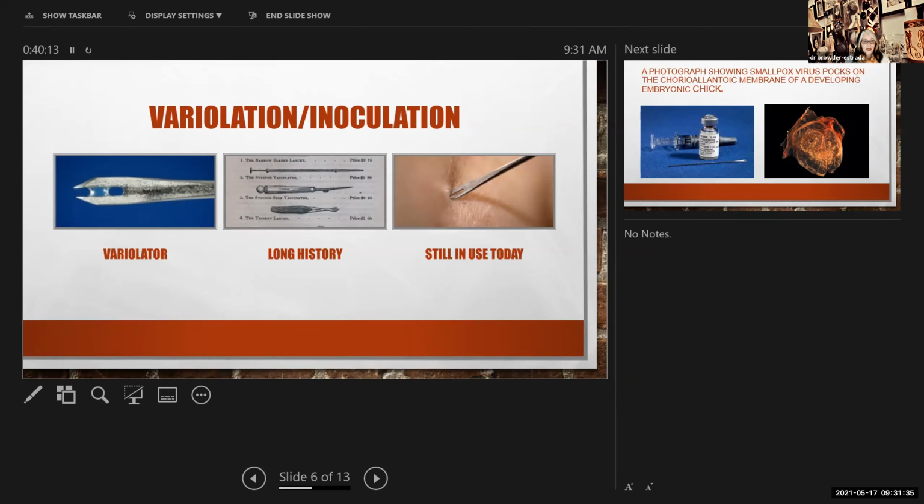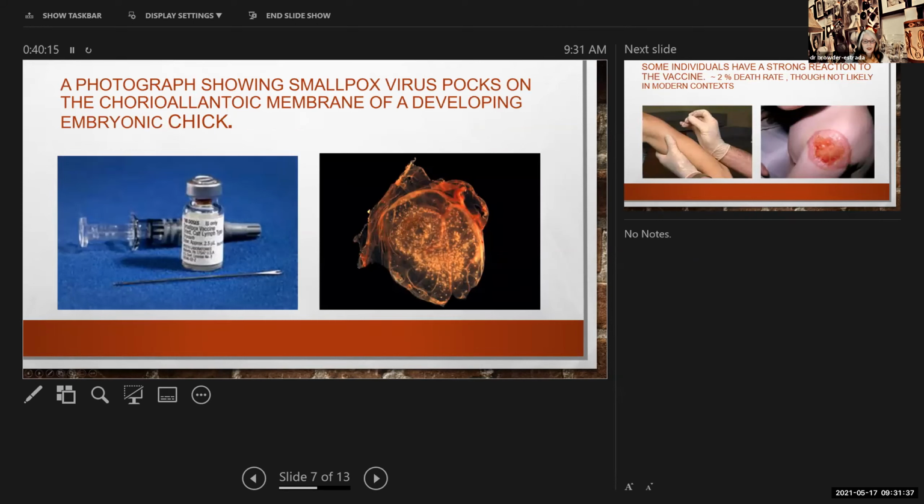Okay, so that's a variolator. So again, here it is today. That's not an ancient tool. You can see it right now. Sometimes they're in sort of guns, but they do the same thing. They just give a little scratch, just in your skin.